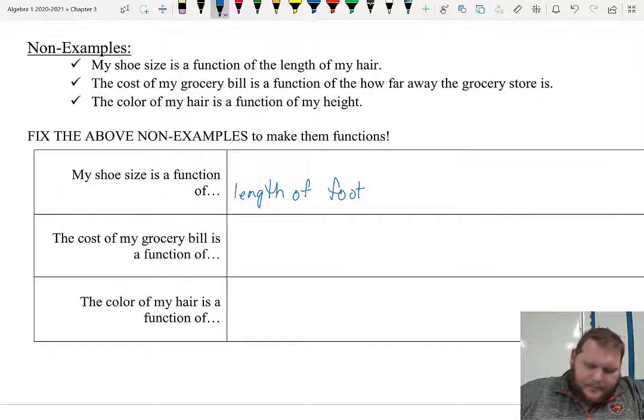The cost of your grocery bill is a function of how far away the grocery store is. Again, not the case. I could drive all the way to Milwaukee and pay $30 for groceries, and I could just drive right up to Lake Geneva and pay $200 in groceries. It's not about how far we go away, it's how much we buy.